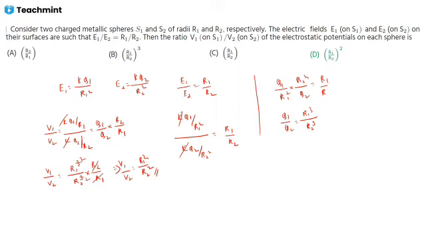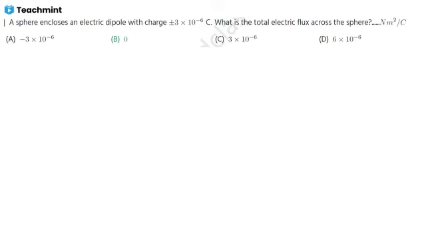Now let's see the last question. A sphere encloses an electric dipole with charge 3 into 10 power minus 6 coulomb. What is the total electric flux across the sphere? Okay, a sphere encloses an electric dipole. What is the net charge of a dipole, children? Zero, no? So if the net charge is zero, then what about the flux? Zero. That is the thing.